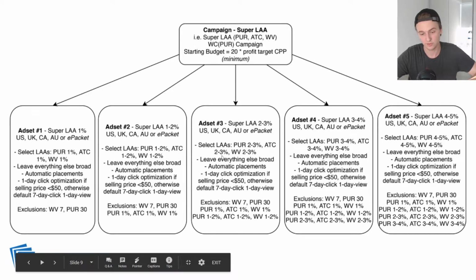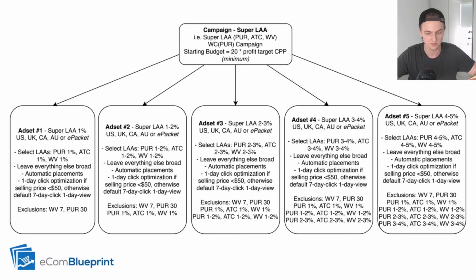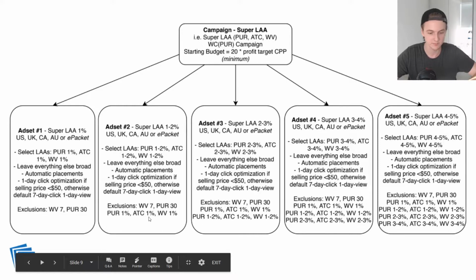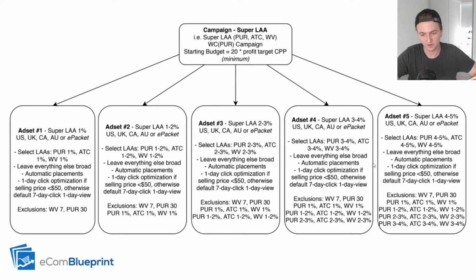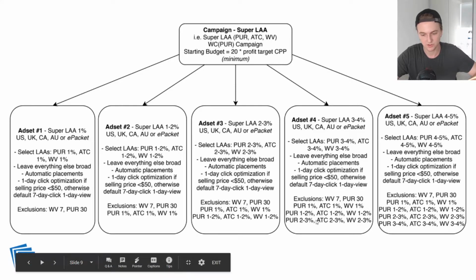And then for the third ad set, it's the exact same thing. You select the 2 to 3%, leave everything else broad. And then the exclusions are the same, and you're just adding on the 1 to 2%, right? And then same thing with ad set number 4. It's the 3 to 4% one. Everything else is the same, and then you're adding on the 2 to 3% in the exclusions. And then for ad set number 5, same thing, you exclude the 3 to 4% as well. So, each ad set gets more and more exclusions. This is just to avoid any overlap whatsoever.